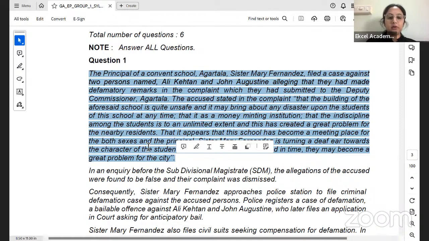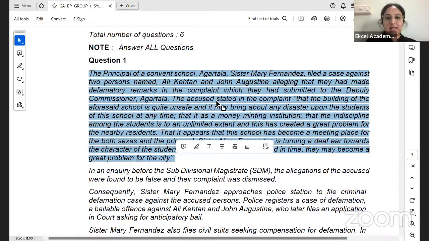See, the principal of a convent school, Agartala's Sister Mary Fernandez. Okay, she is the principal. She has filed a case against 2 persons. Okay, that is Ali Khetan and John. See, she, the principal of a school, has filed a case against 2 people. This is the first information they have given.